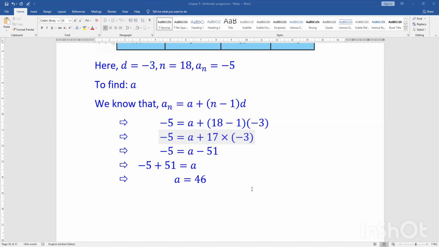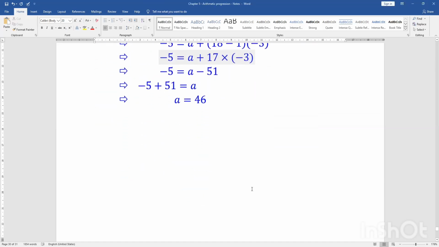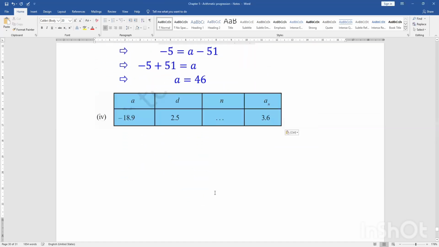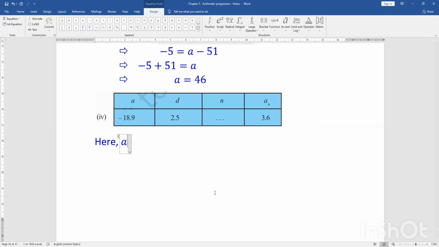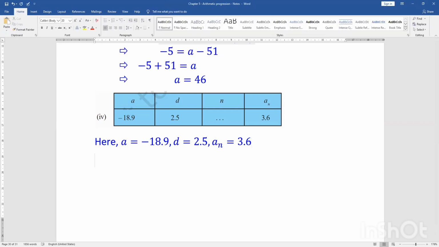Okay, children, now we move on to the fourth question. So here, what is given? Let's write down. Here A equals -18.9. Then here we have D, the common difference, which is 2.5. And then we have AN. AN value is 3.6. One specialty of this problem is that it's involving decimal points, so you should be very careful about that.